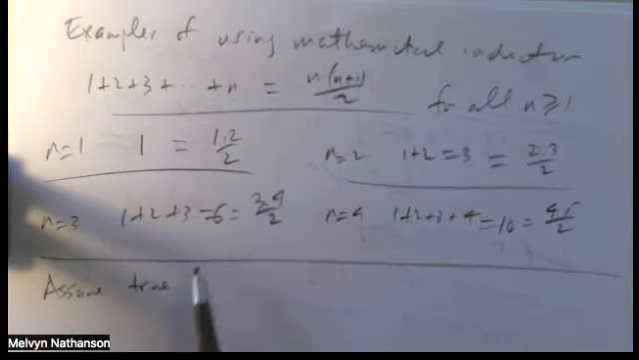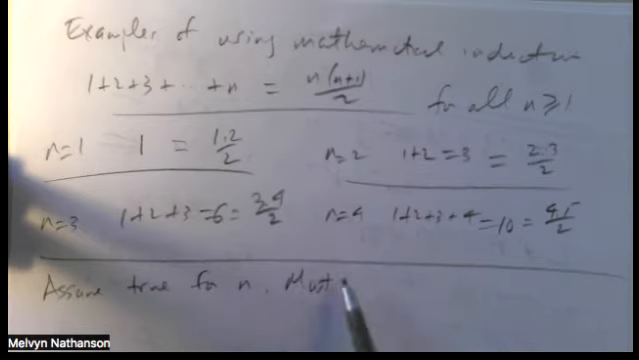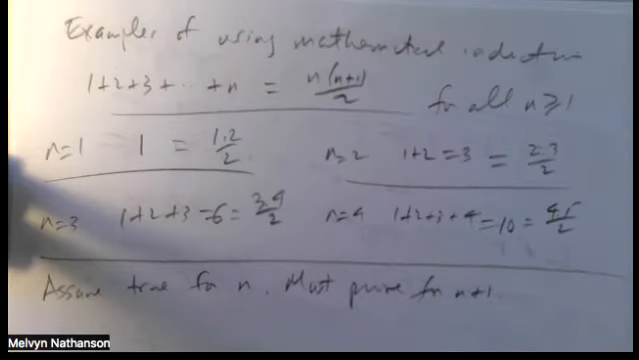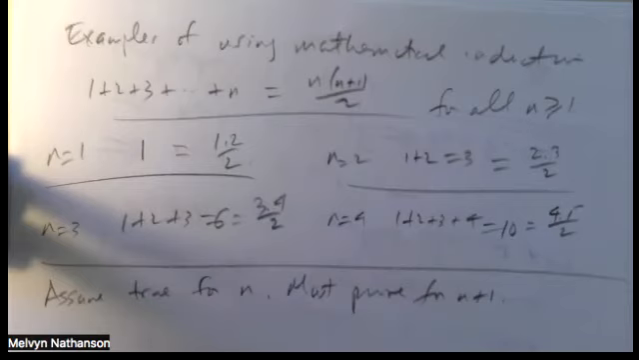So assume the statement is true for some number n, and I want to prove it for n plus 1. I'm looking at the set of all n for which this is true. It is true for 1. I want to show that if n is in the set, then n plus 1 is in the set.